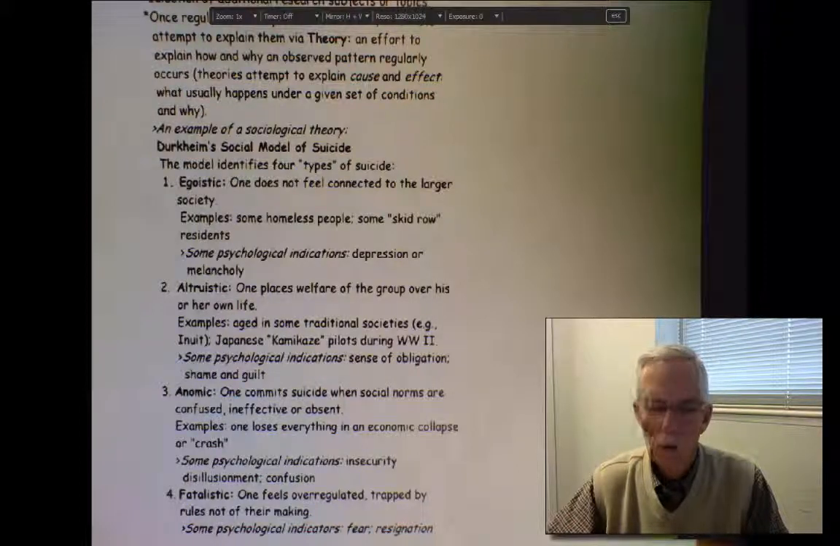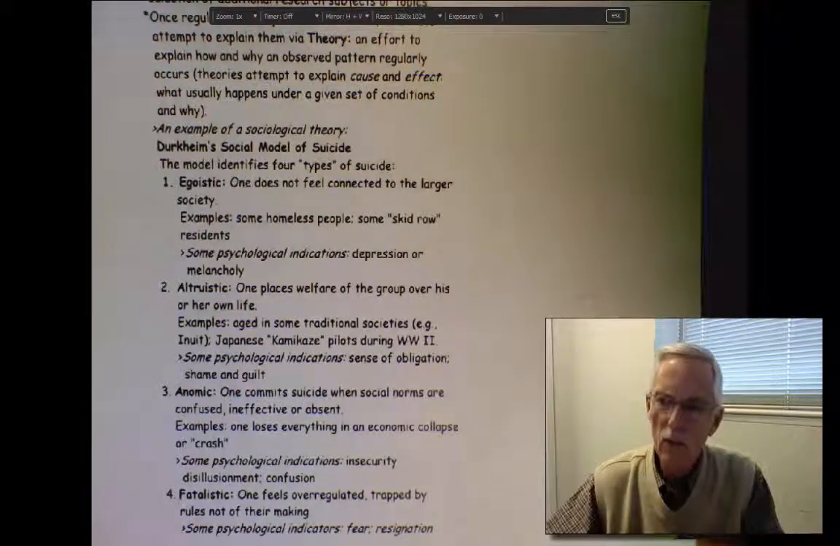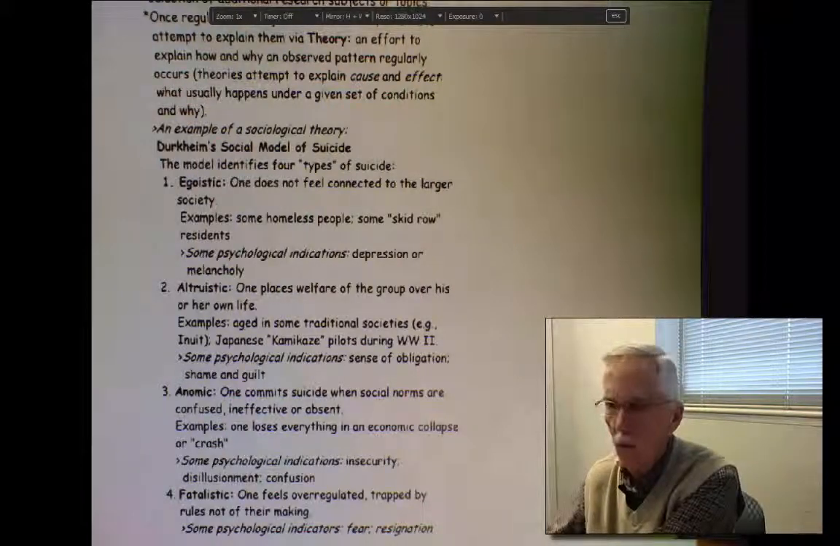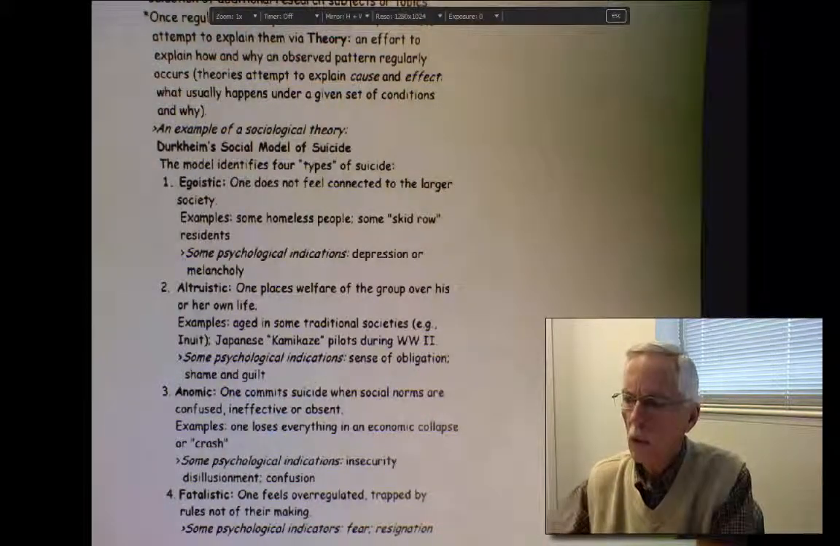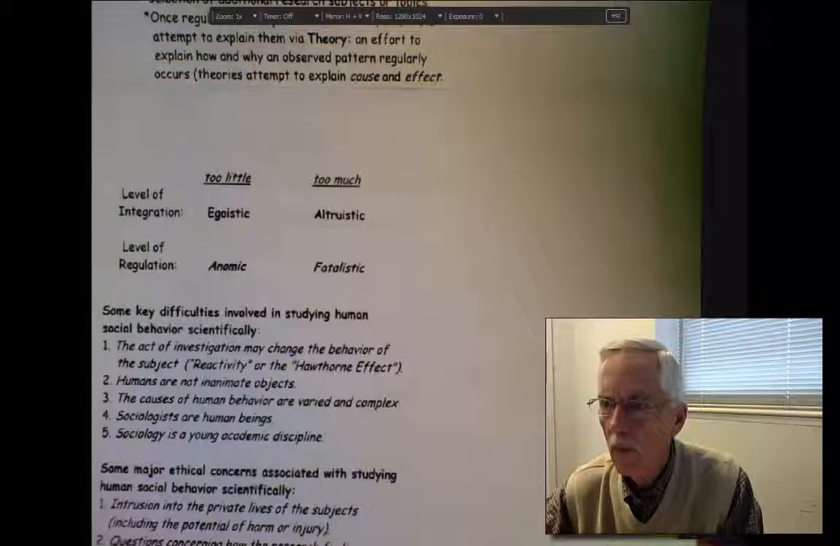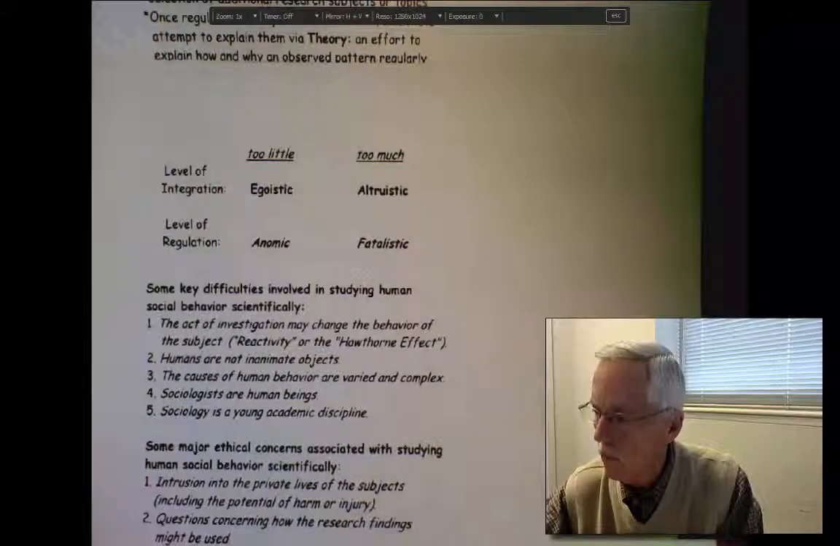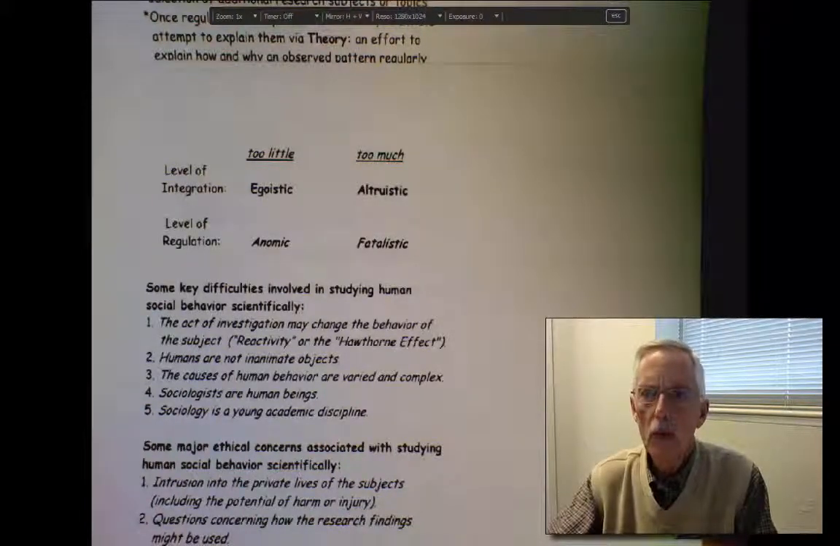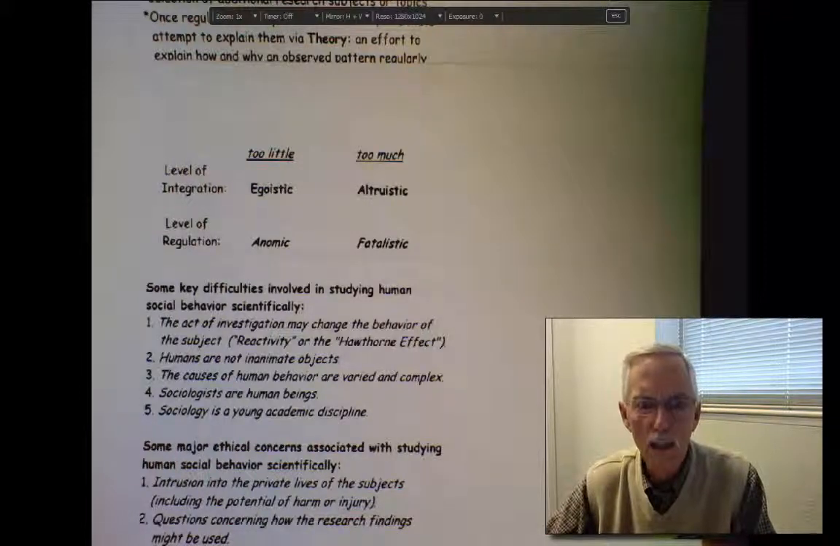Now, my hope is that this investigation will help you better appreciate the role of theory in sociology. As a matter of fact, a way of kind of tying up some loose ends is to look at what's included at the top of the 7th page with respect to integration and regulation and how these tie into the 4 types that he identified.